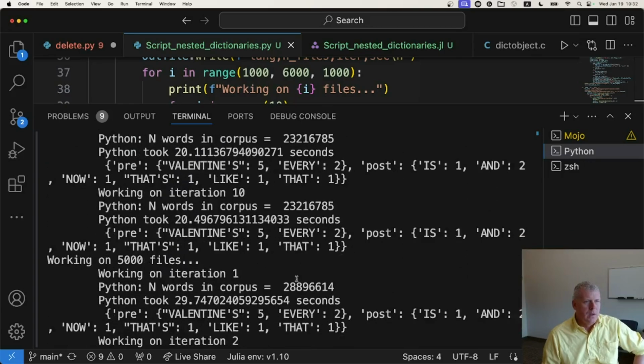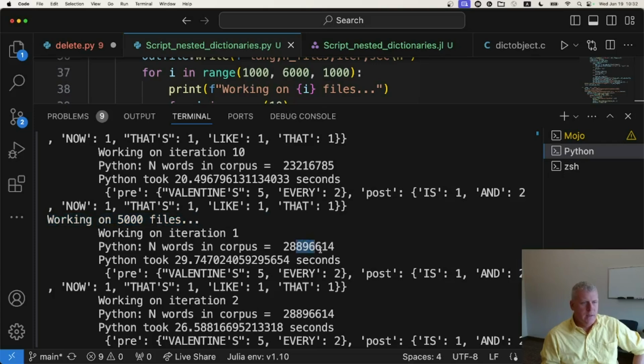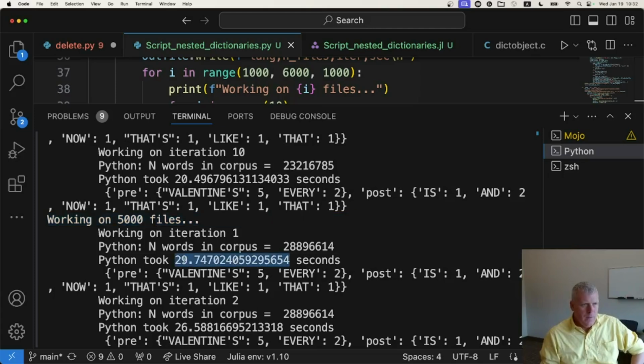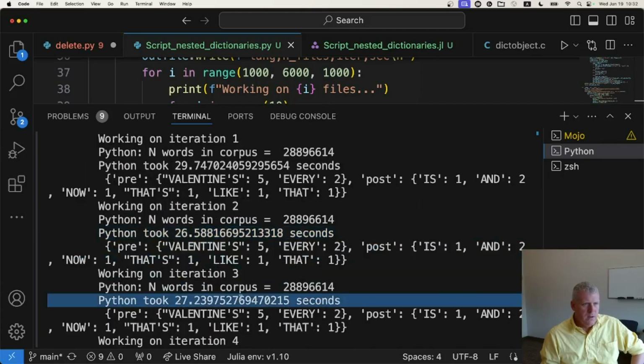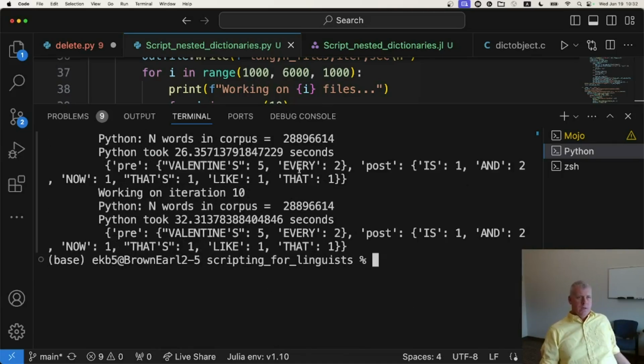Awesome. And then 5,000 files. I think I said words. 4,000 files, 5,000 files. Good. Now we're up to almost 29 million words that it's dealing with across 5,000 files to create that data structure. And now we're up to almost 30 seconds, 26 there, 27 seconds, etc. Good. Okay, so my research question here is how does this compare to Julia?